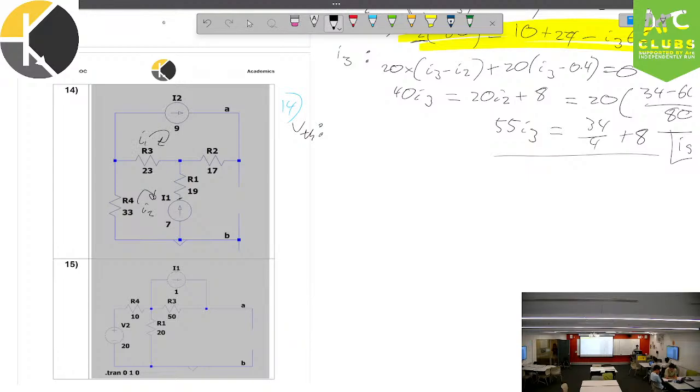But what's the funny thing here? I already know the mesh currents. How crazy is that? I got my I2 is equal to 9 and I1 is equal to 7. So I already know these. I know I1 is equal to 9 and I know I2 is equal to minus 7. Wow, that's made things a lot easier.